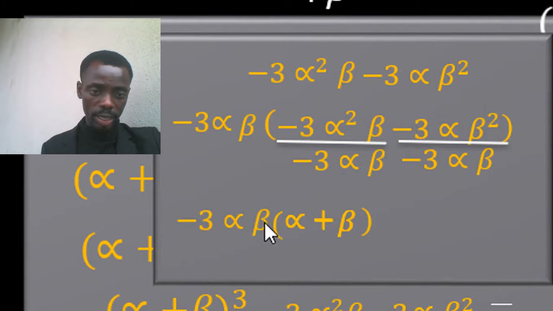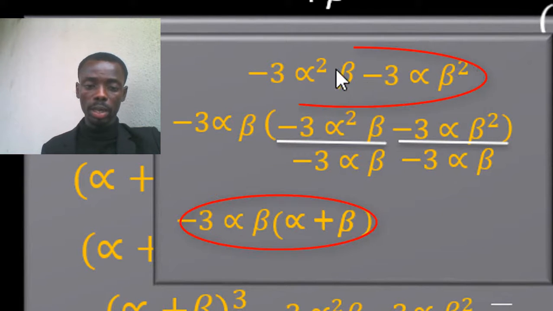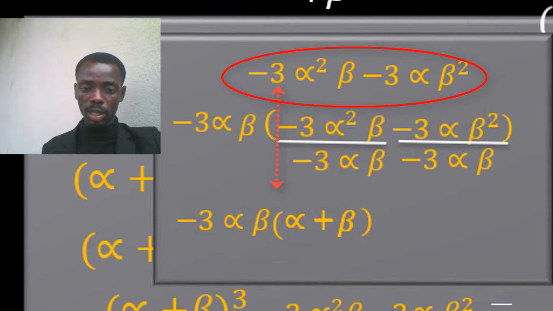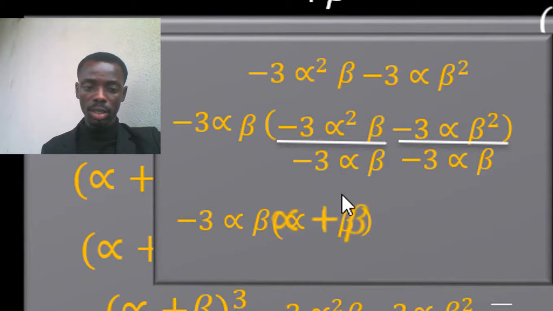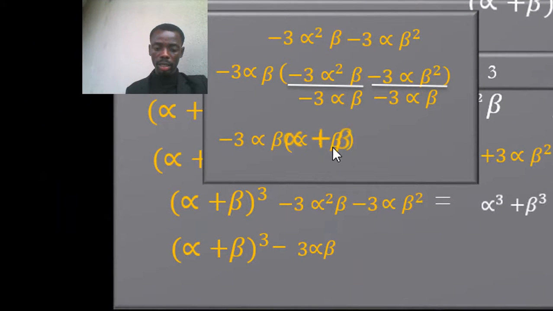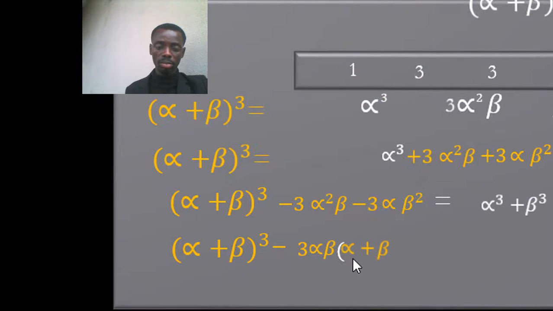Now, I want you to do something. Open this bracket and see if you won't get what you have here back. Open this bracket. You will surely get what we have here. Okay? So, what do I need to do now? Let me continue my work by bringing in this value here, alpha plus beta. I need to bring it down here, then close the brackets.